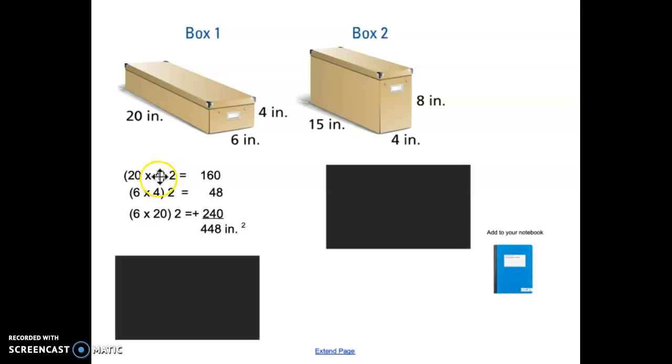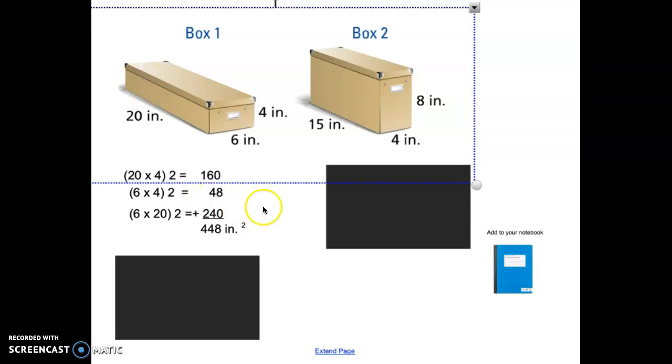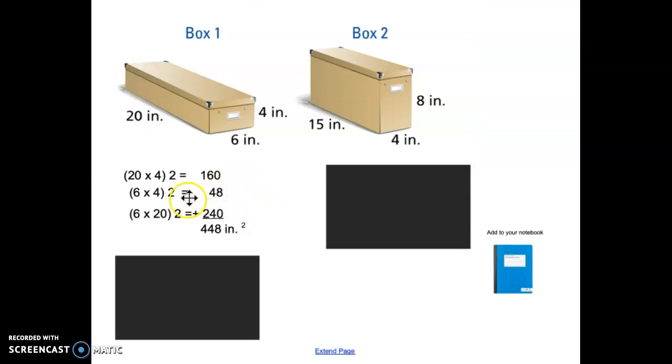So we're going to take 20 by 4 times 2. That's 160 inches squared. Then we've got this face here, or side, which is 6 by 4, and that parallel side is on the back of it that we can't see. And so we've got 6 by 4 times 2 for each face, so that gives us 48.